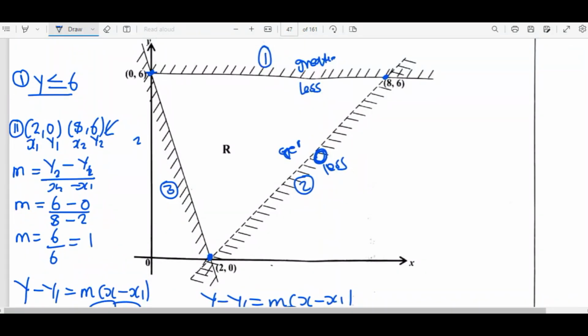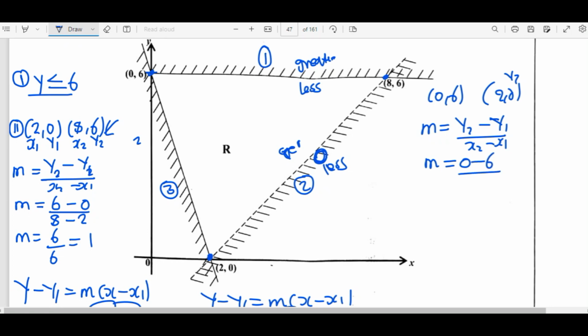So the last one is (0,6) and (2,0). So begin by finding the gradient, y2 minus y1 over x2 minus x1. So y2 is 0, and x2 is 2, which gives negative 6 over 2. Gradient is equal to negative 3.